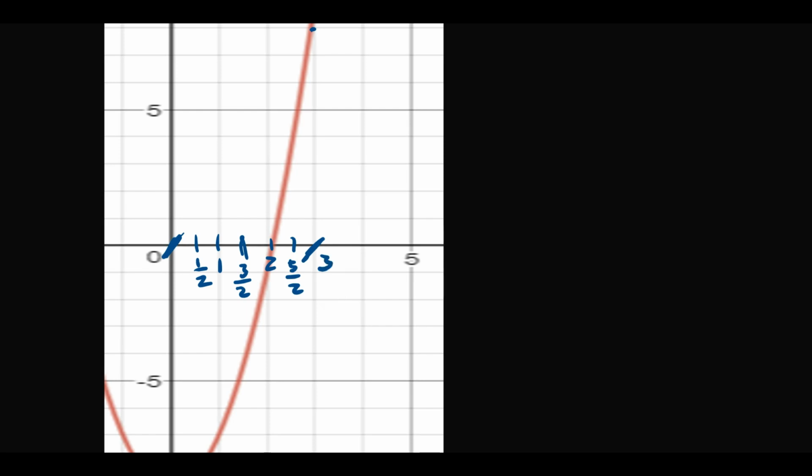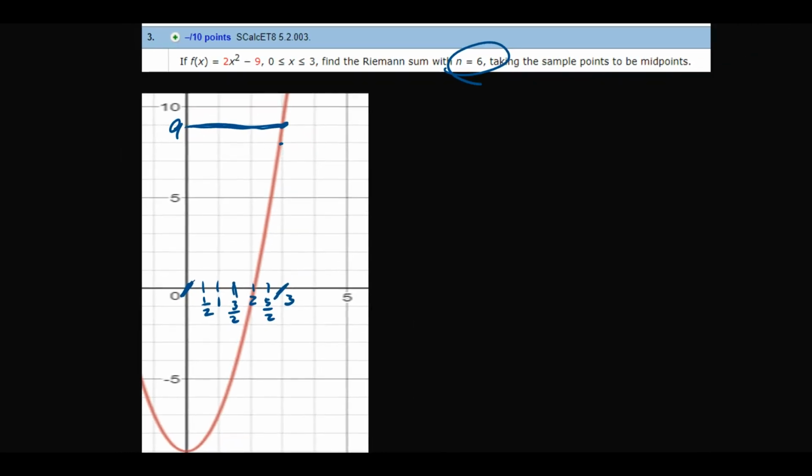And now it says take the sample points to be the midpoints. The midpoints. Well, okay, now we've got to find the midpoints of all these. So what I'm going to do is go off here to the right.